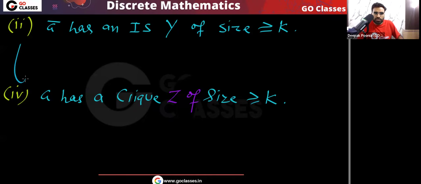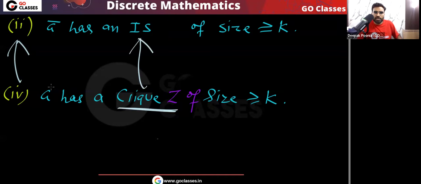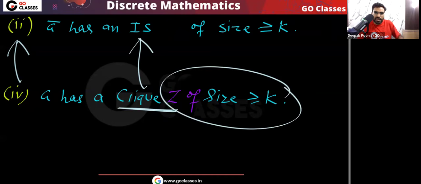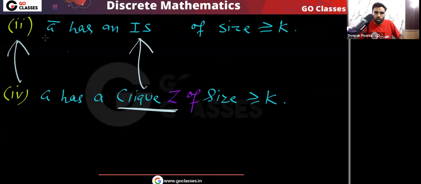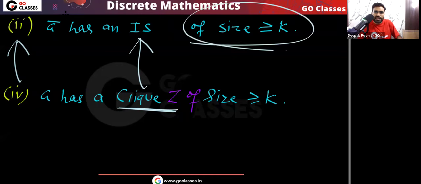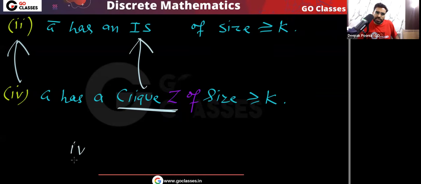Now you already know that this fourth statement will imply the second statement. Why? What is the reason? Because in G, if there is a clique Z of size at least k, then when you complement the graph, this clique will become an independent set. Yes or no? So in G complement, there is an independent set of size at least k. So the fourth statement definitely implies the second statement.